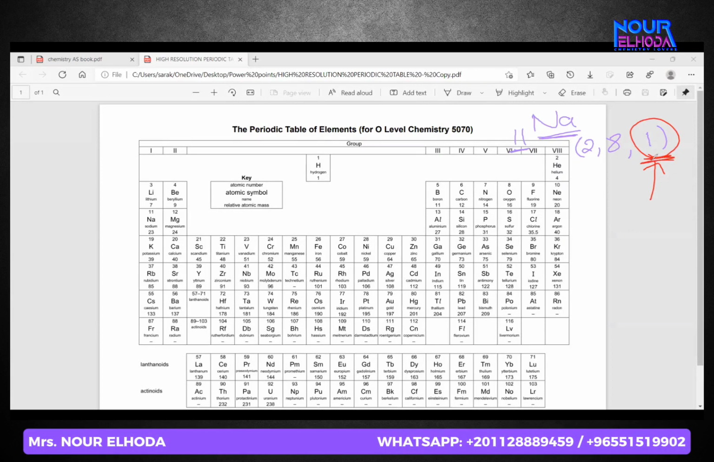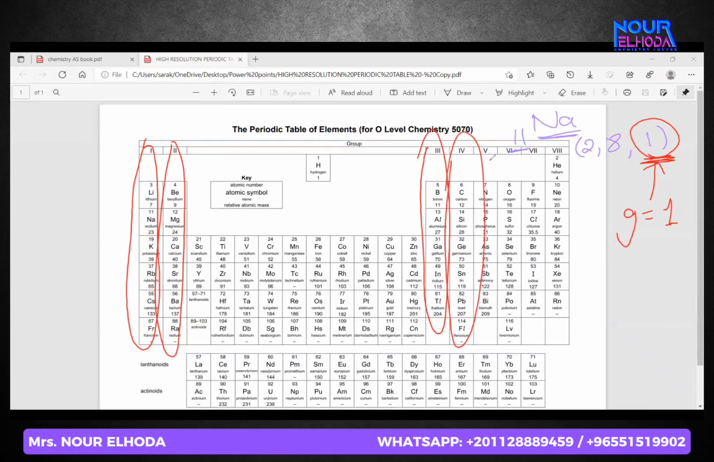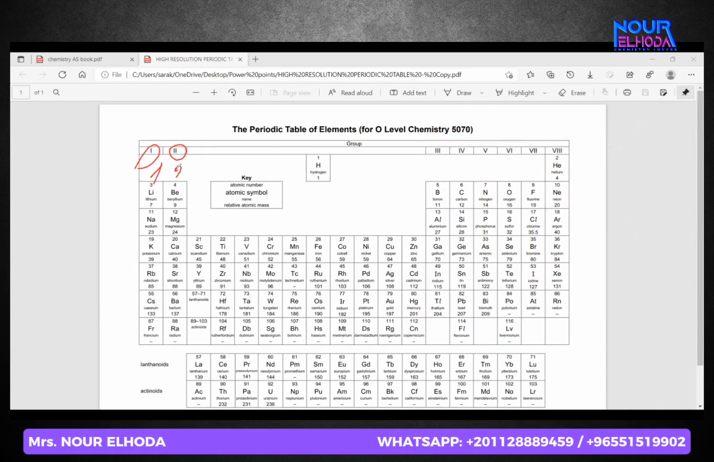This means I am in which group? This means I'm in group 1. Take care. This one is called group 1, this one is group 2, this one is group 3, this group 4, group 5, group 6, group 7. This is group 8 or group 0. For those who don't know the periodic table: take care, the periodic table is written in Roman numerals, as you see here. It's not written 1, 2, 3, 4. Many years ago everything was written in Roman numerals. Yes, it's Roman, not Latin. So that is the group number.